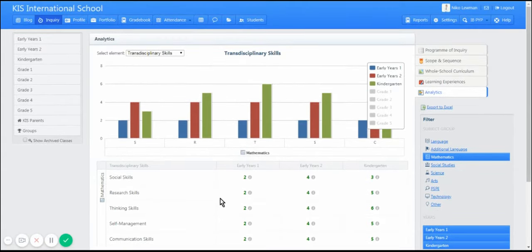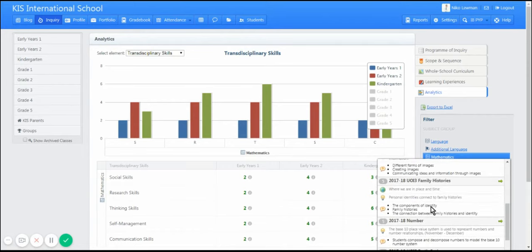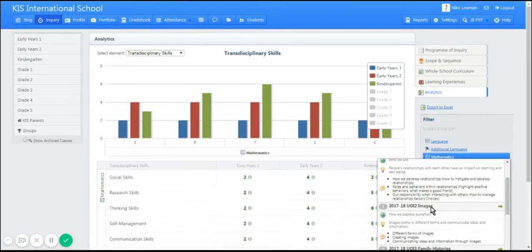Now I want to have a closer look at something. Like I want to see thinking skills in our kindergarten. Well, no problem. I can just go over to the eye, hover over, and it shows me all the units that are actually using and highlighting these ATL skills, or these thinking skills here. If I want to see what particular thinking skills they're using in images, I can just go to the unit with this green arrow.